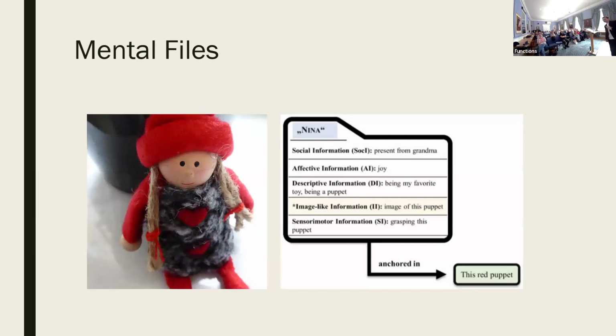So just imagine, for example, this is the doll of a child, right? And the child connects all different kinds of experiences and information with it. So there might be social information, affective information, descriptive information, what is quite relevant in our case, image-like information, right? Like a mental image of what the doll looks like. And then also sensory motor information as well, right? And you can read there some examples of what that might be like for a specific case. And then the green, or I guess that yellow greenish thing there, this is the anchor, right? So this mental file is anchored in this specific puppet.